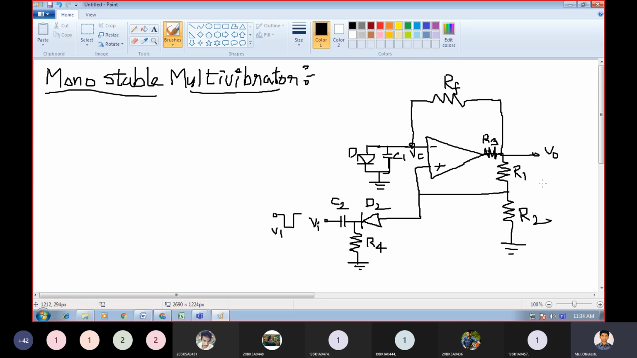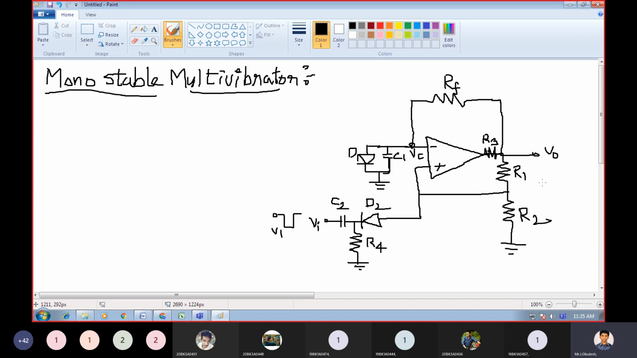A diode D1 clamps the capacitor voltage to 0.7 volts when the output is at positive V saturation.